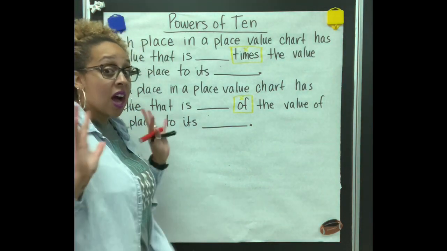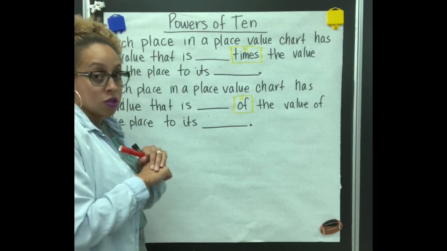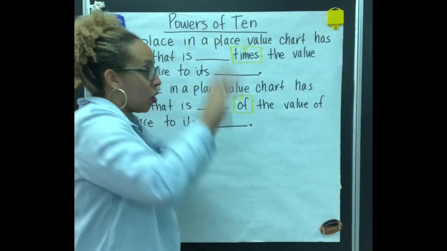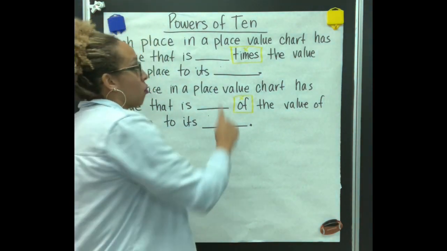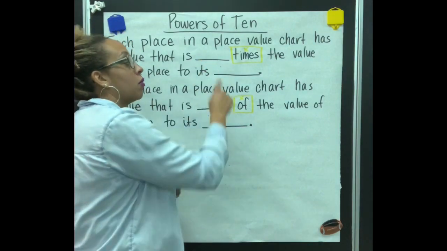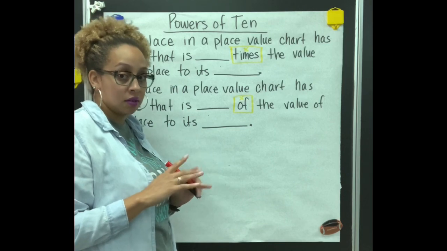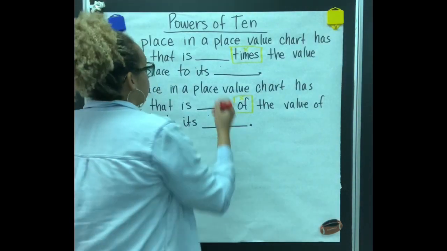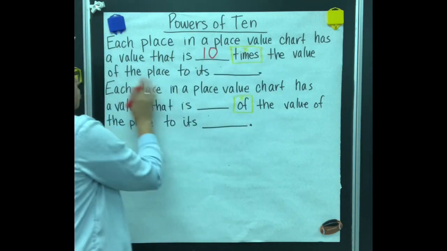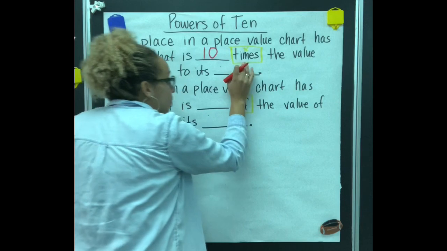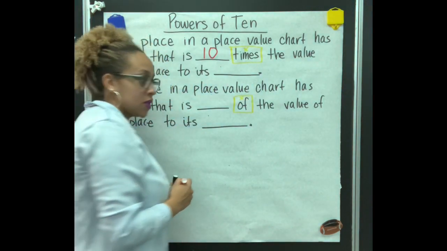Well, if we're talking about times, are we talking about the whole number or the fraction? We're talking about the whole number. So if we're talking about the whole number, are we going to have 10, 100, 1,000 here? Or are we going to have 1/10, 100th, 1,000th here? We're going to have 10. Because each place in a place value chart has a value that is 10 times the value of the place to its what? To its left or to its right?